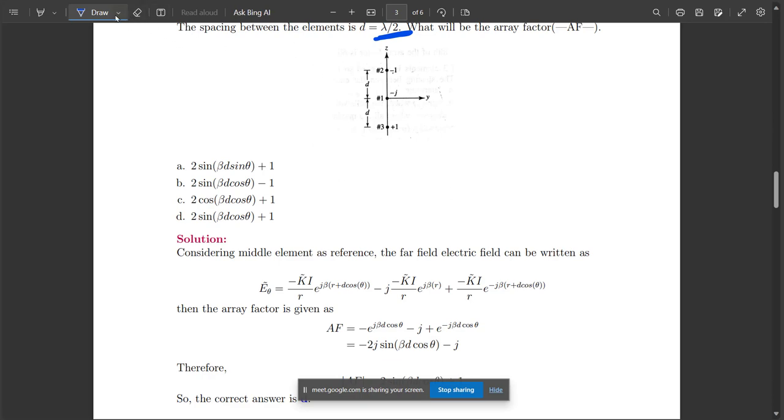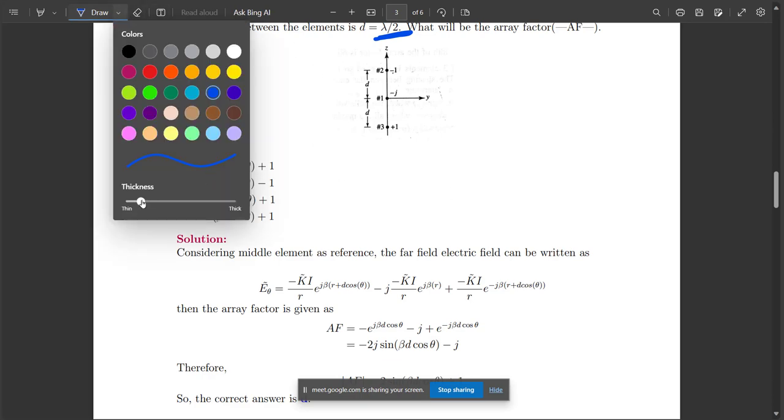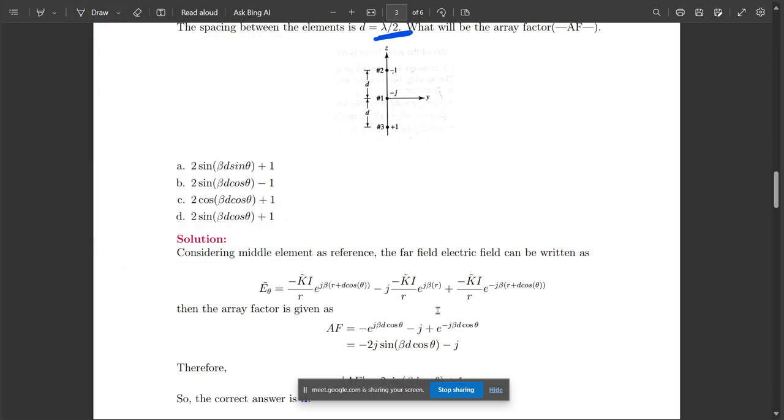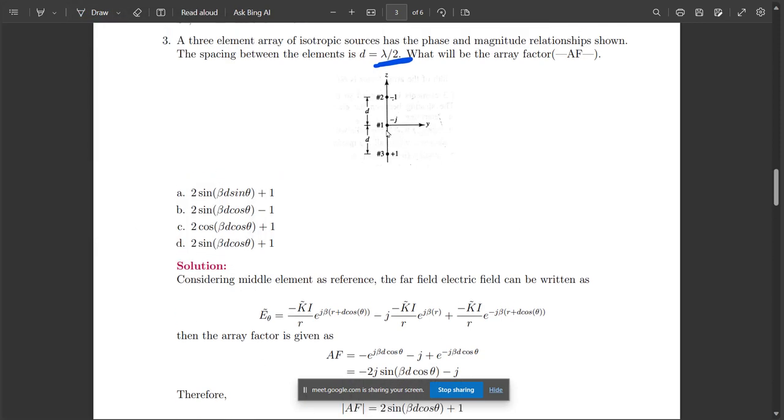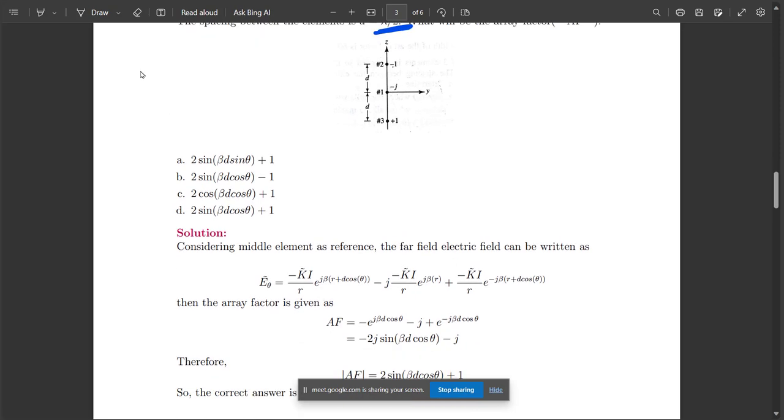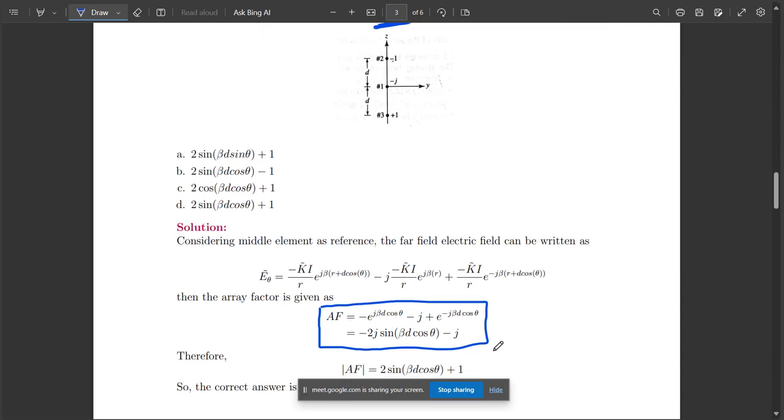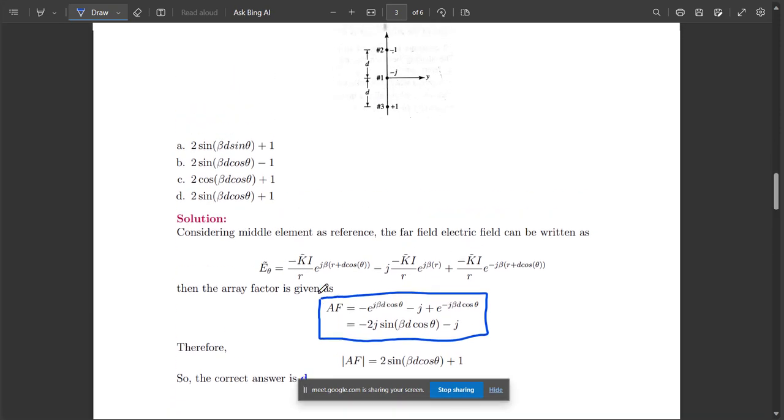Sir has already discussed this with you, that the array factor, if we take the first one as reference, is minus e to the power j beta d cos theta minus j plus e to the power minus j beta d cos theta. So from here you have to find out the array factor.